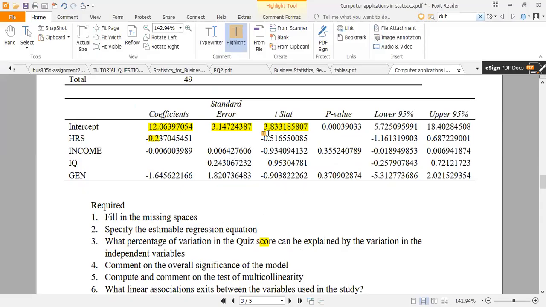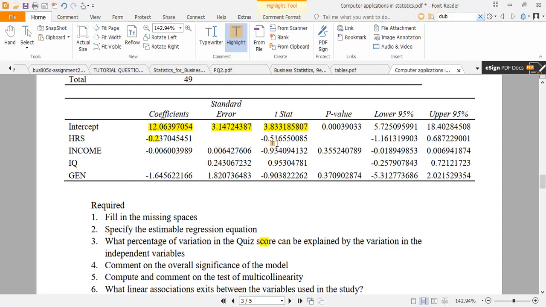When it comes to intercept, absolute 3.8 is greater than 2. So the intercept is significant. HRS absolute is 0.51, which is less than 2. It means HRS is not significant. Ignoring negatives, the absolute t-value of HRS is less than 2. It means that HRS is not significant.